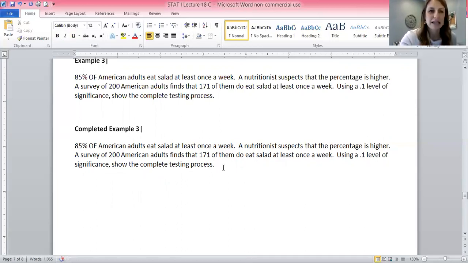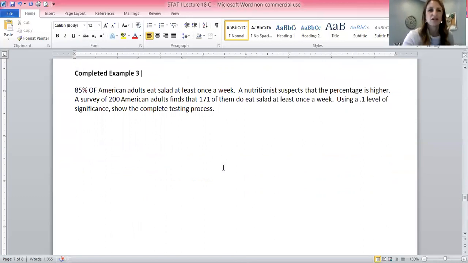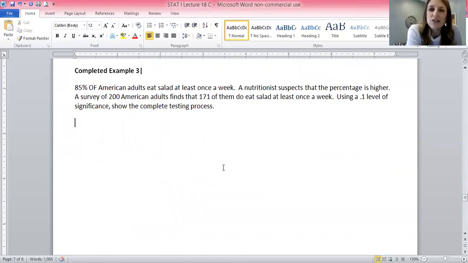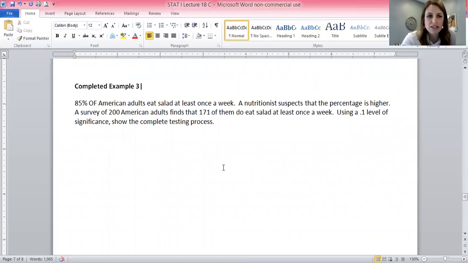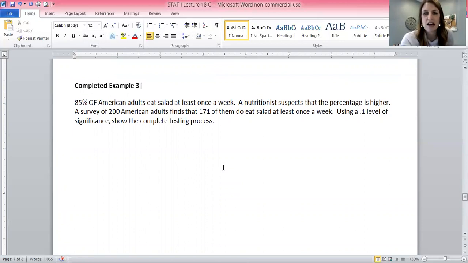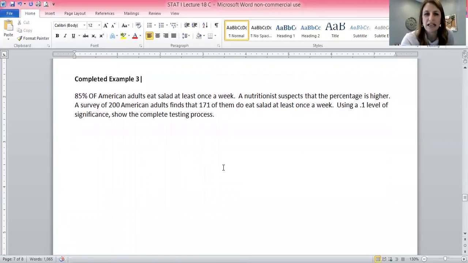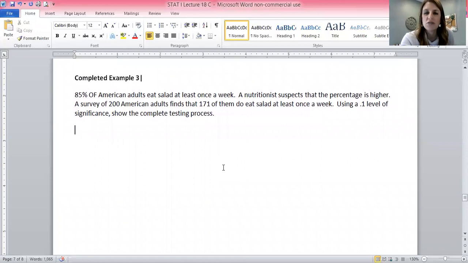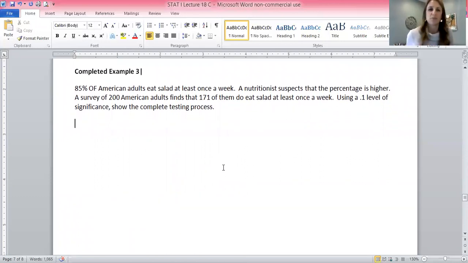Okay, so for this example, it says 85% of American adults eat salad at least once a week. A nutritionist suspects that the percentage is higher. A survey of 200 American adults finds that 171 of them do eat salad at least once a week. Using a 0.1, so it's 10% level of significance, show the complete testing process. This is the type of problem you could see on an exam or going forward when you're in Stat 2. So I just give you this information. I expect you to take it from there and go forward.